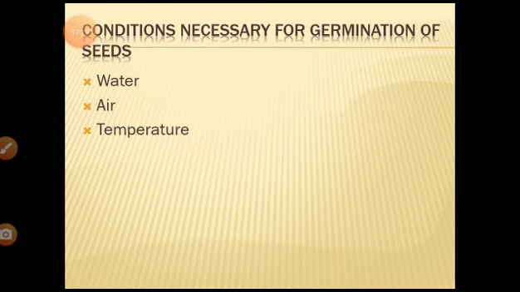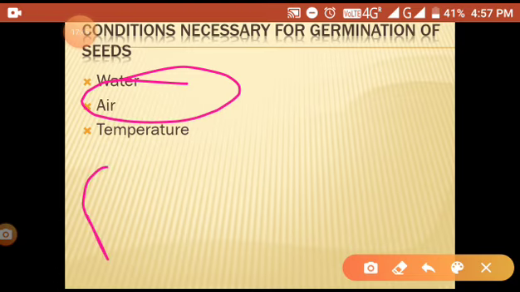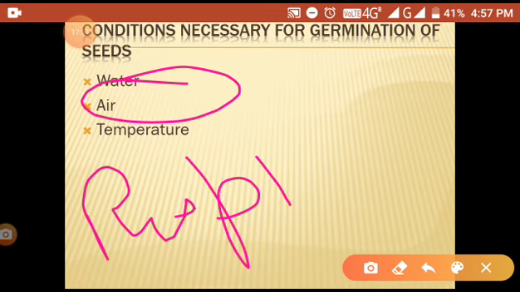Then the next one is air. Like any other organism, a plant also respires. You know very well, we need air to live. Likewise, plants also need air to live. Seeds require energy for their proper growth. This energy comes from the respiration of seeds. In the respiration process, they take oxygen from the atmosphere.